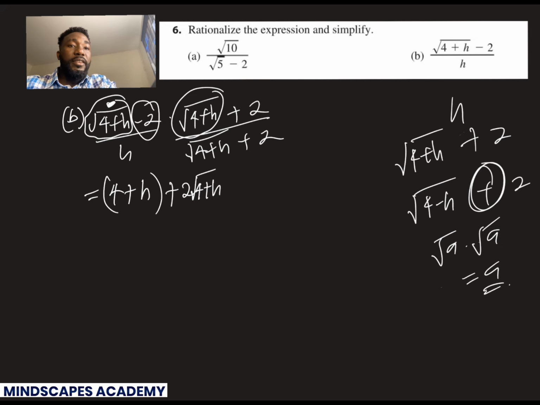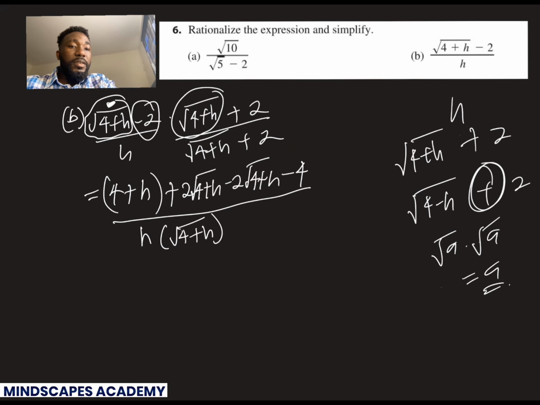Then you're done with the square root of 4 plus h. Then you go to negative 2. So negative 2 multiplied by square root of 4 plus h is negative 2 root 4 plus h. Then negative 2 multiplied by positive 2 is negative 4. Now divided by, this is h multiplied by root of 4 plus h, plus h times 2 is 2h.